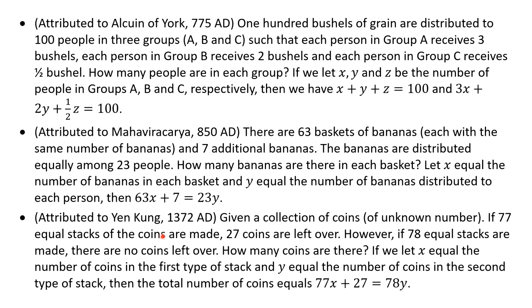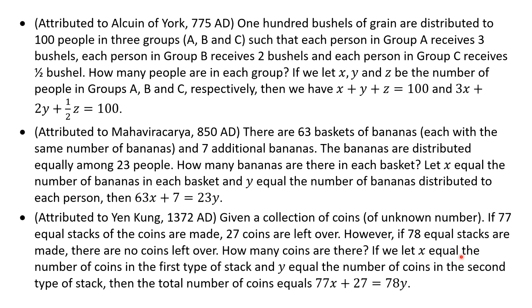Then the third one is attributed to Yen Kung, 1372 AD. Given a collection of coins of unknown number, if 77 equal stacks of the coins are made, 27 coins are left over. However, if 78 equal stacks are made, there are no coins left over. How many coins are there?